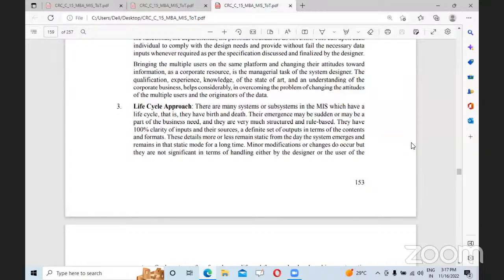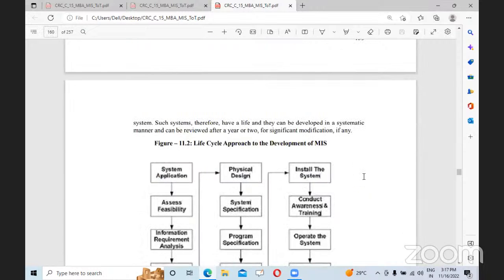Minor modifications or changes do occur, but they are not significant in terms of handling by the designer or by the user of the system. Such systems therefore have a life, and they can be developed in a systematic manner and can be reviewed after a year or two with significant modifications.